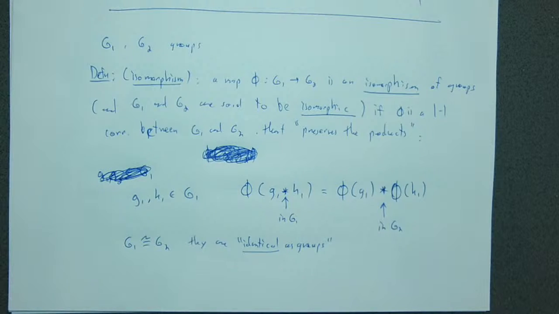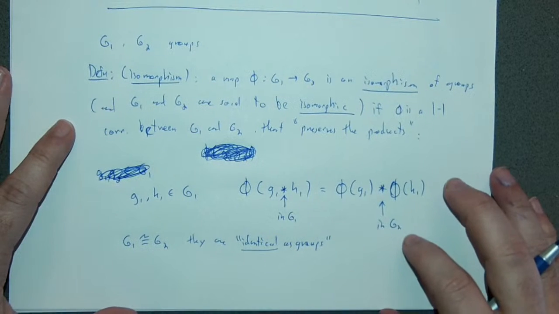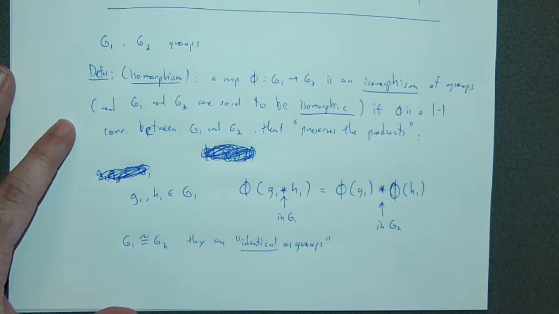Essentially, if one group had 4 elements, A, B, C, D, and it had a certain product, and it's isomorphic to some other group that has elements 1, 2, 3, 4, well then I've just relabeled those elements in some way. In fact, you could even say that this isomorphism is the relabeling map. It's the relabeling function. Okay, so that's the idea.